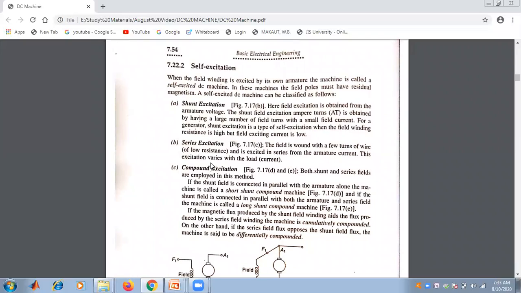Another is called self-excitation. When the field winding is excited by its own armature, the machine is called a self-excited DC machine.